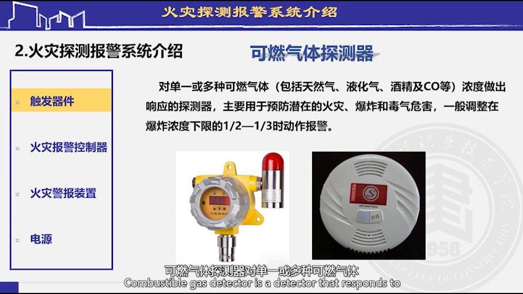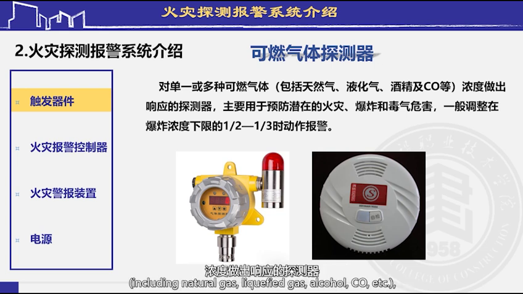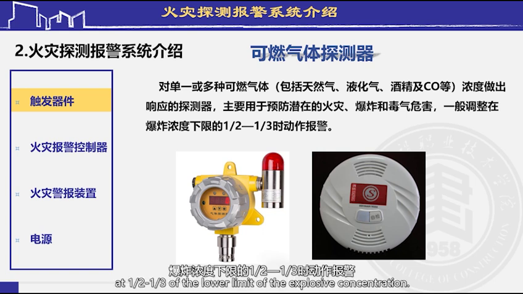Combustible gas detector is a detector that responds to the concentration of a single or multiple combustible gases, including natural gas, liquefied gas, alcohol, coal, etc., mainly used to prevent potential fire, explosion, and toxic gas hazards. It is generally adjusted to trigger an alarm at a half to a third of the lower limit of the explosive concentration.